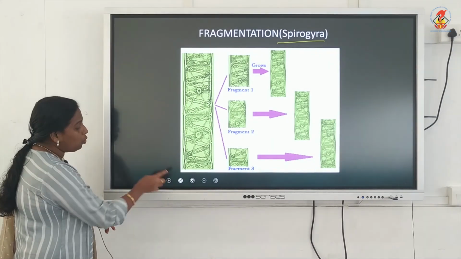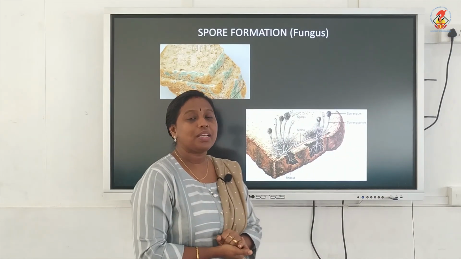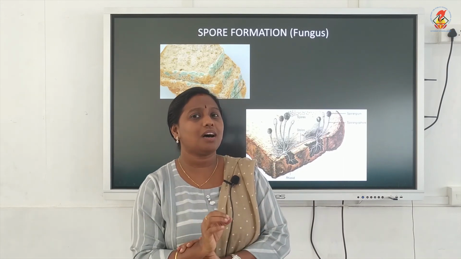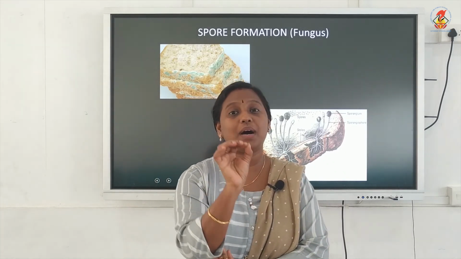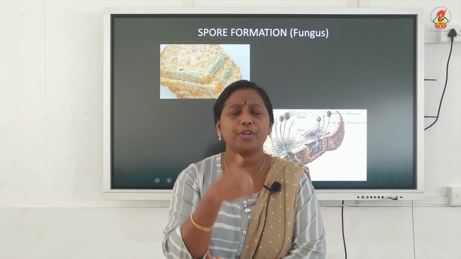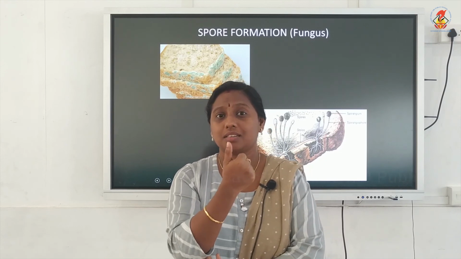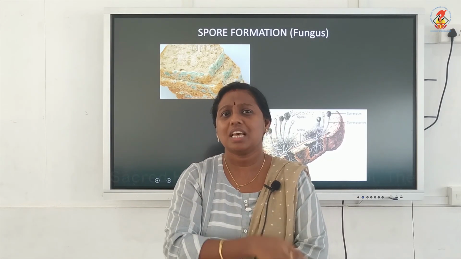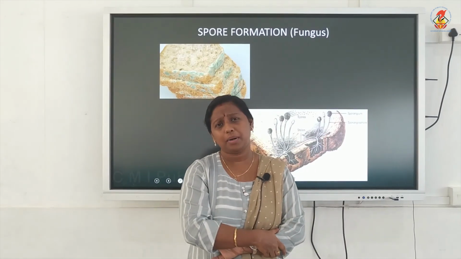Okay, yes. Moving on to the third type of asexual reproduction technique, it is spore formation. Now, what is the spore? Spores are asexual reproductive bodies produced by certain groups of plants. Okay, spores can be produced by most of the fungi, then some plants develop spores on them. Okay, they are asexual reproductive structures. Every spore can develop into a new organism under favorable condition.